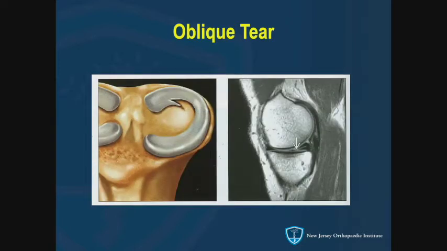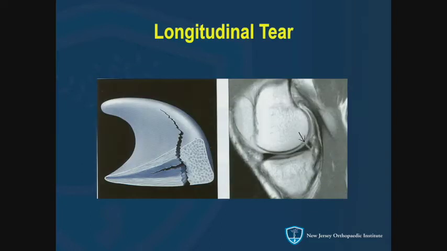An oblique tear is again what it sounds like. If you notice on the MRI here, the tear comes more to the inner portion. A longitudinal tear, which is more commonly called a vertical tear, you'll see here is in the periphery of the meniscus. And this, as we'll show in a second, is really important and has significant implications for how we treat meniscal tears operatively.